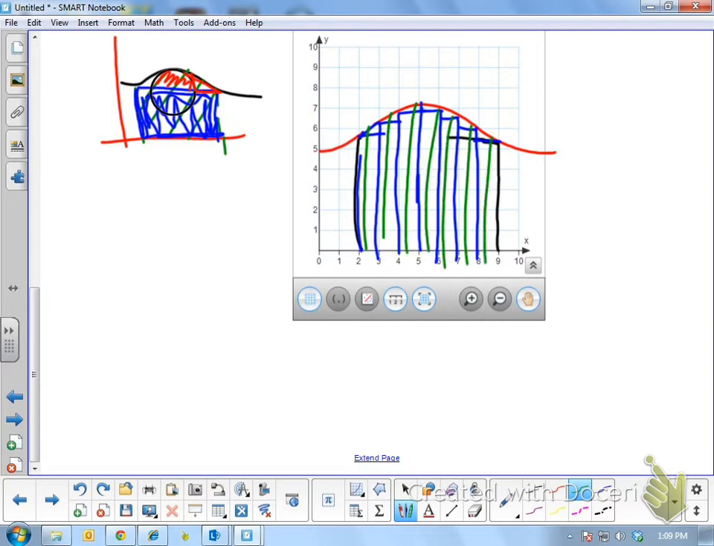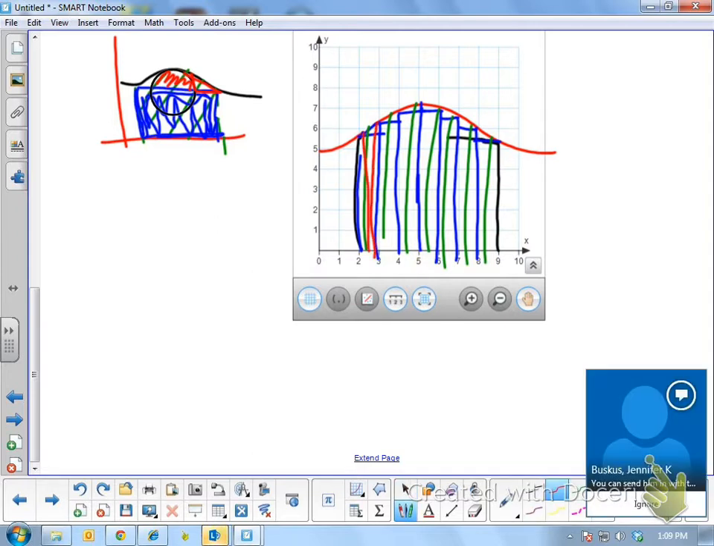How can I make it even better? Add more rectangles. More rectangles. More.